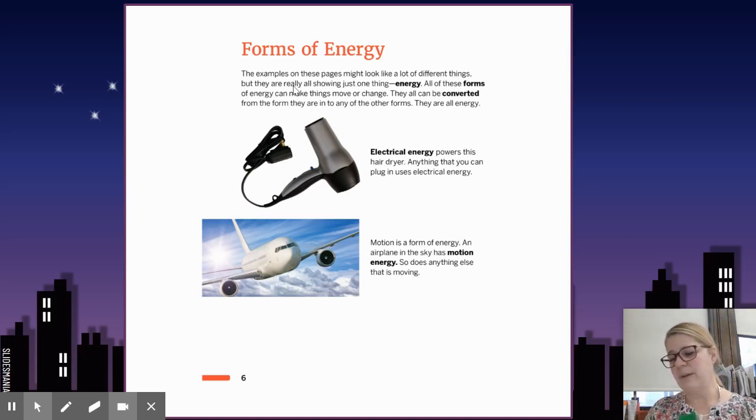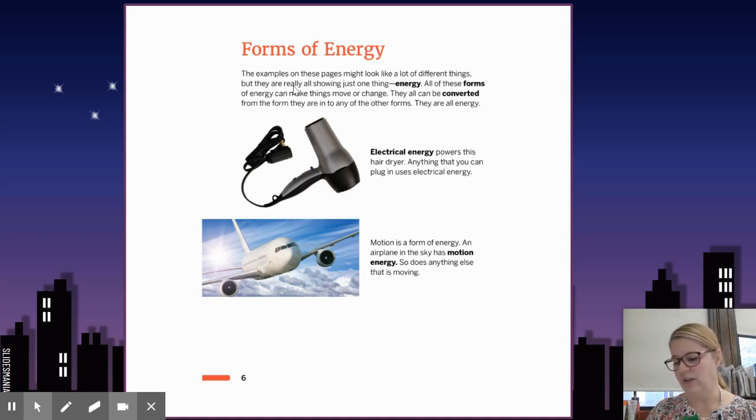The examples on these pages might look like a lot of different things, but they are really all showing just one thing, energy. All these forms of energy can make things move or change. They can all be converted. What does converted mean? Change. It means change, from the form they are in to any of the other forms.